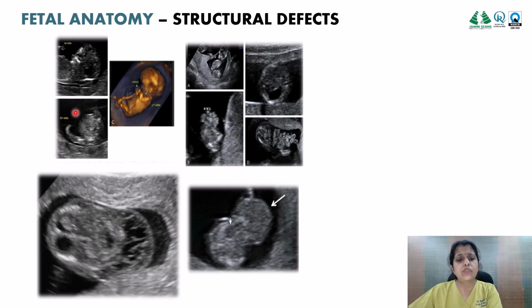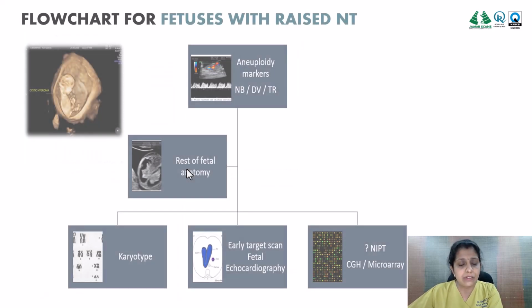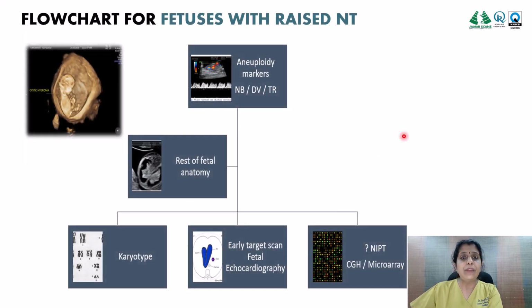The other structural defects could be limb defects, omphalocele, gastroschisis, an enlarged stomach, or cystic hygroma. These are the main structural defects you're looking for. Going quickly into the practical aspects of aneuploidy markers: when something goes wrong, the first and foremost thing is to look at the rest of the fetal anatomy. When the rest of the fetal anatomy is normal and the NT is less than 3, go ahead and give the first trimester screening, and based on that, you can follow up the patient.